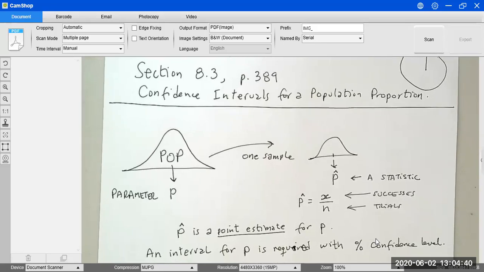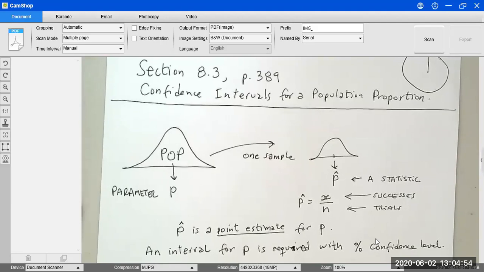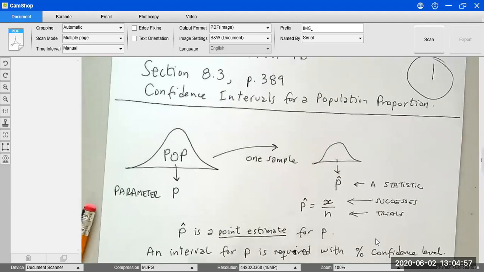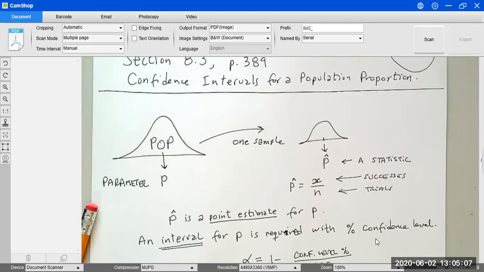So when you get an interval, you are going to set a minimum value for your parameter and a maximum value for your parameter, and those minimum and maximum values are going to be determined by the confidence level that you want to have on that interval. So an interval for p is going to be required then, not just the point estimate. We need the interval. The interval is the most important part. The point estimate is just part of the problem. It's part of the solution.